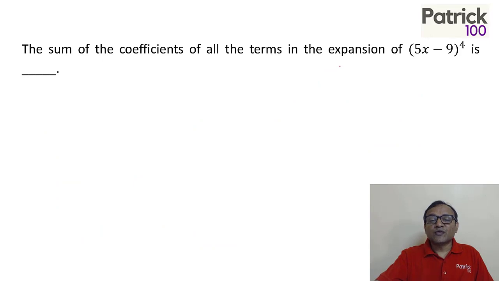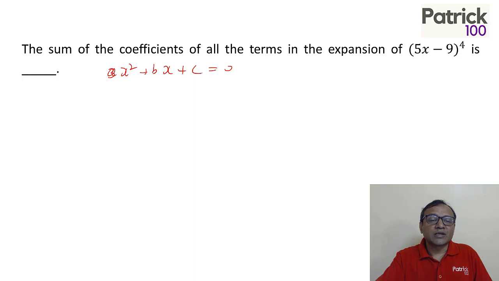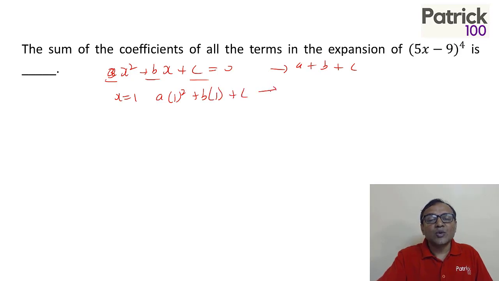Sum of the coefficients of expansion of terms for any equation. I'm just giving an example. Let's say ax square plus bx plus c. What is the sum of the coefficients of the equation? It's nothing but a plus b plus c. And how do you get a plus b plus c? Put x equal to 1. The moment you put x equal to 1, you get a into 1 square plus b into 1 plus c, which is a plus b plus c. So basically, if you want to find the sum of coefficients, just put x equal to 1 in this expression.